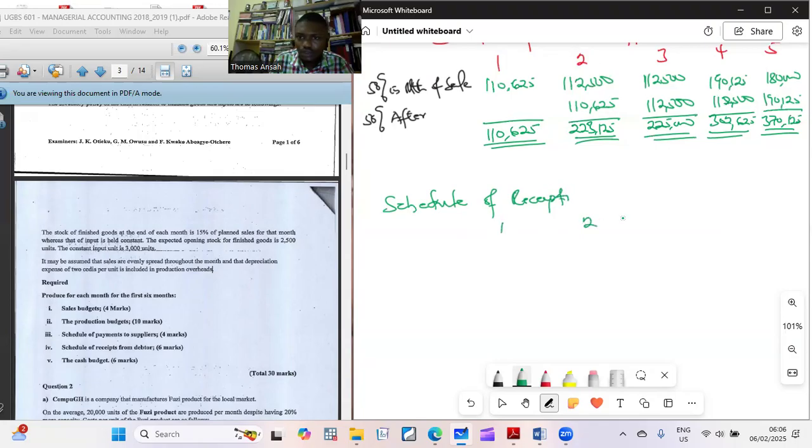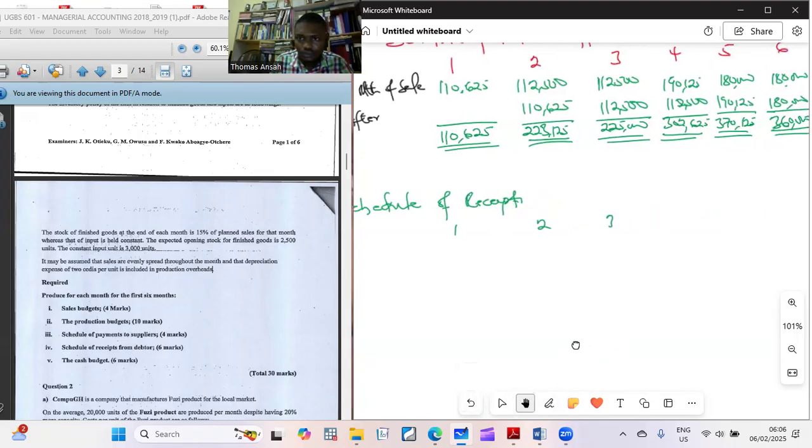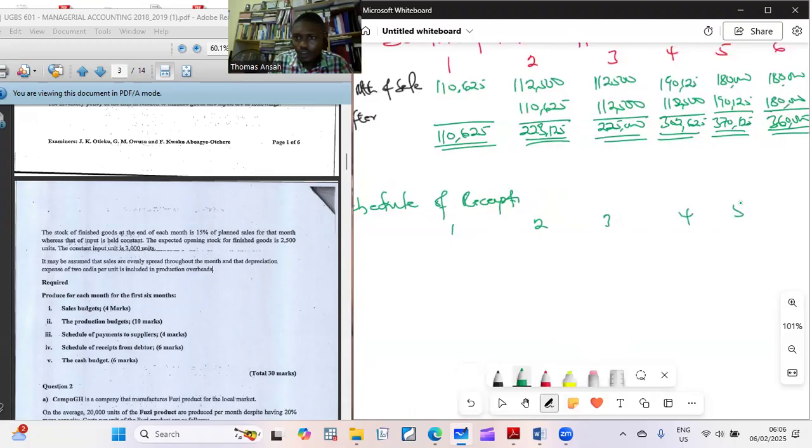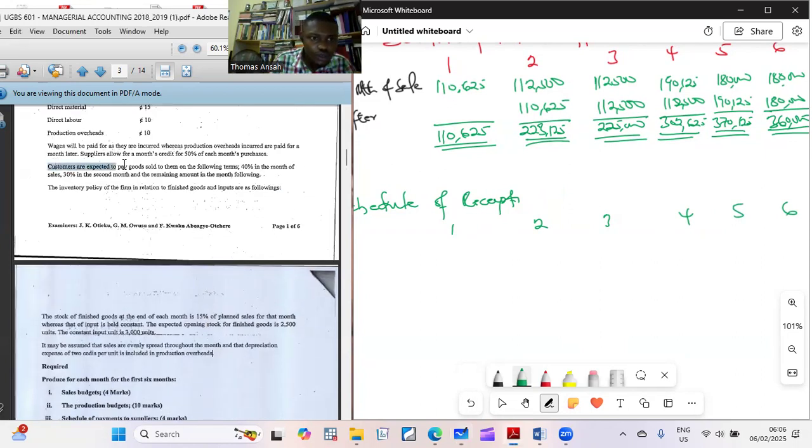So 1, 2, 3, 4, 5, and 6. All right. How was the sales stated? Customers are expected to pay 40% in the month of sale, 30% in the second month, and the remaining in the following month. So the remaining will be what? The remaining 30% in the third month. So basically that is that.